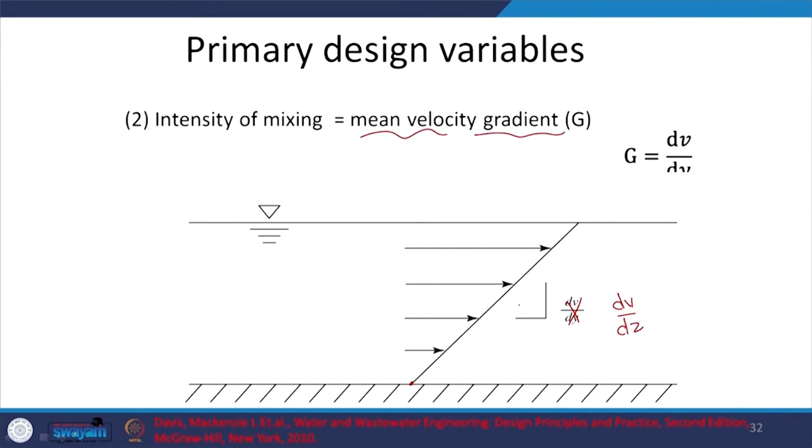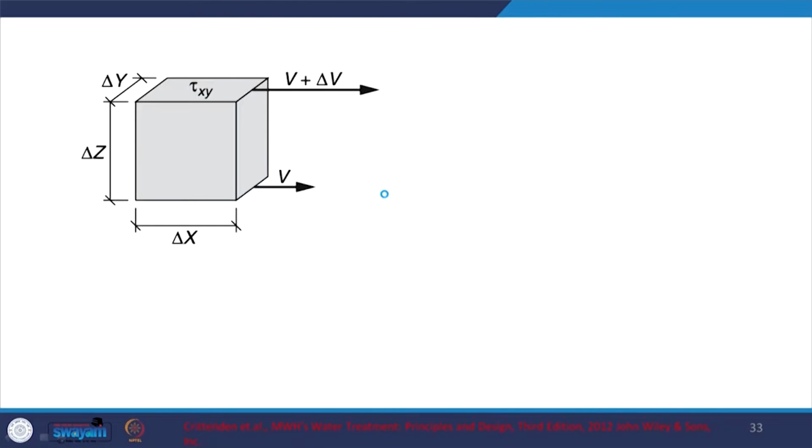What is the gradient in velocity? Here it's 0, and here the velocity is increasing. So there is a gradient in velocity. What is the variable? It's G, and it's called mean velocity gradient. So it's in this direction, that's z, I guess, right. So that's something to keep in mind. The velocity is 0 here, and it's increasing with z. So let's see how to go about it.